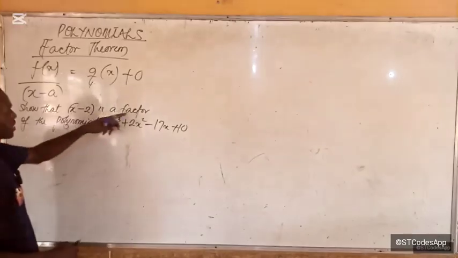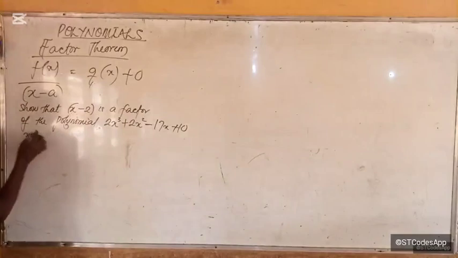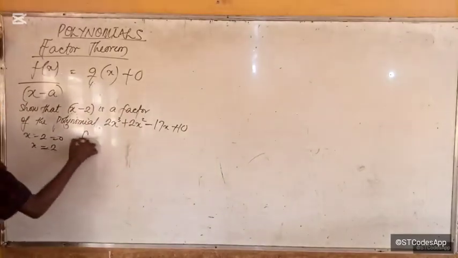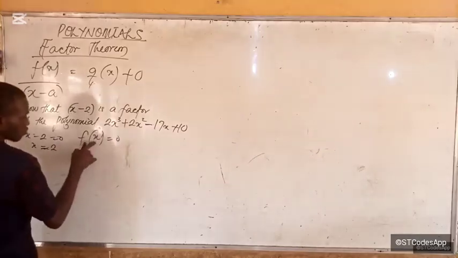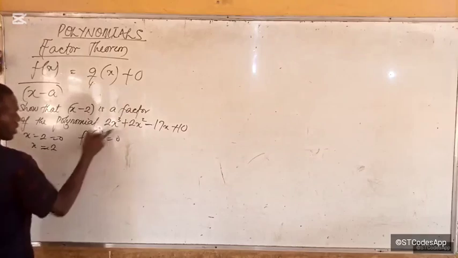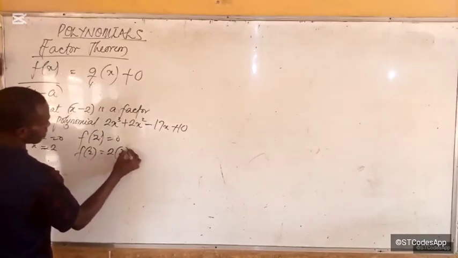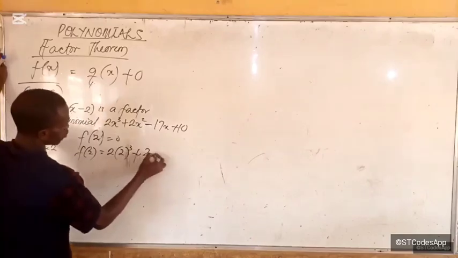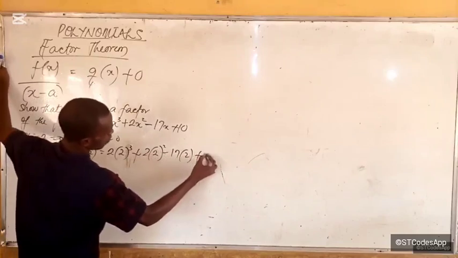So look at this question. It says we should show that this guy is a factor of this. We know that we can just easily say that x minus 2 is equal to 0, so that x is equal to 2. So we now say that f of 2 should give us 0. That's the case. So f of 2, let's test that. Here will be equal to 2 into bracket 2 cubed plus 2 into bracket 2 squared minus 17 into bracket 2 plus 10.